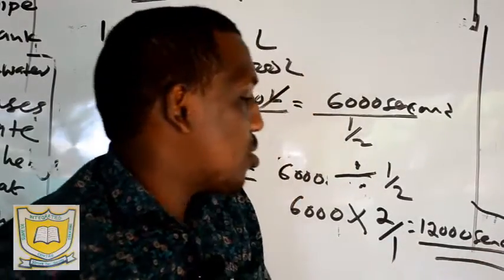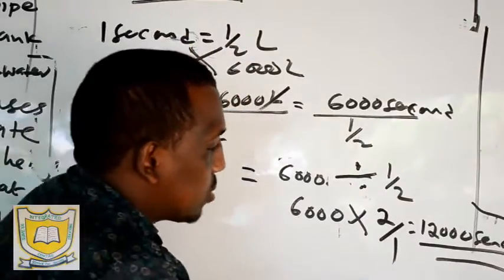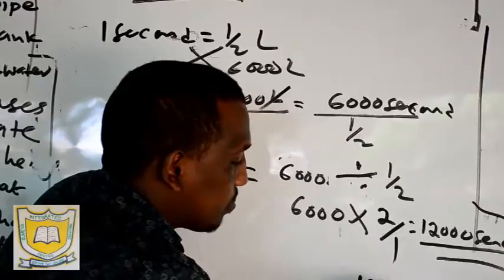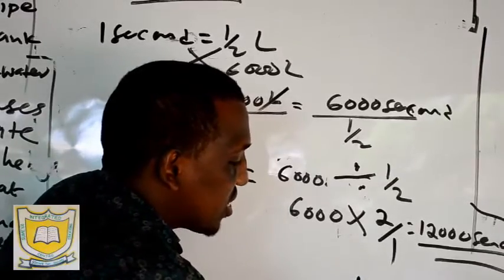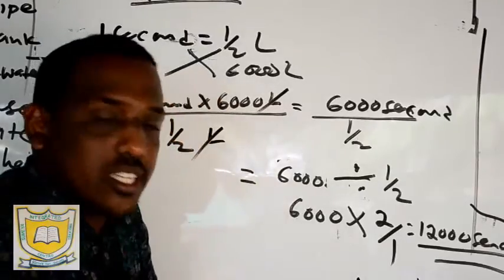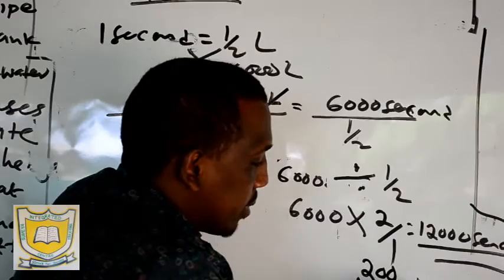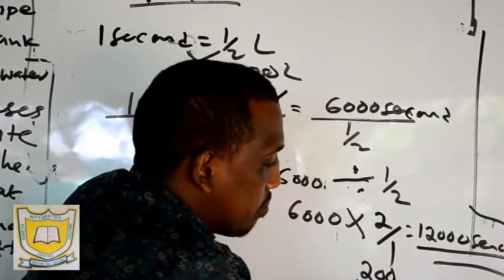What do we do now? We change this into minutes. So 12,000 divided by 60. Cancel. We are changing to minutes. 6 into 60 is 10, 6 into 12 is 2, so we have 200 minutes.